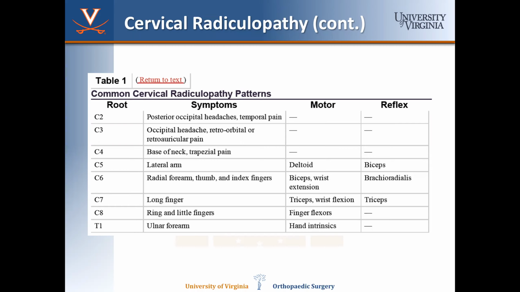C7 goes into the long or middle finger, wrist flexion or triceps. Triceps is pretty good because it's also the reflex. C8 is finger flexors, so have them kind of grab your fingers with theirs and try to peel your fingers open. That's a pretty good C8. And then T1 to hand intrinsics. And remember, the C8 nerve is the goofy one that comes out between C7 and T1.